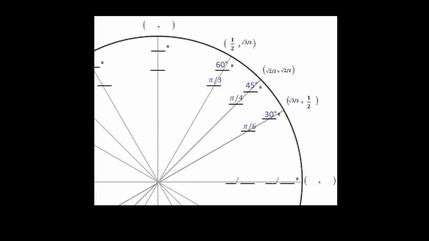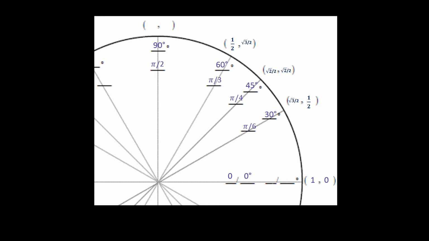To find the last missing values in quadrant 1, you just have to recognize them. The one on the x-axis is 0 degrees or 0 radians. The x value is 1 because it's the radius of the circle, and the y value is 0 because it does not move vertically at all.